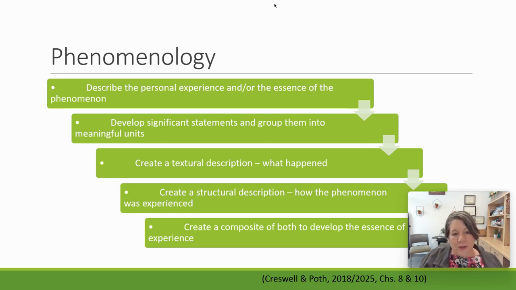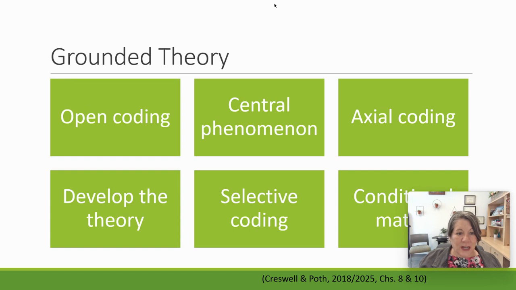Now, one tradition with phenomenology says you create a textual description. It's a text. It's exactly what happened. It's just trying to record the phenomenon, what happened. And then the structural description is about how it was experienced. What were the contextual factors behind it? How did the different people that you interviewed experience it differently? What are some of the structural differences there? And then you come back and create a composite to describe this rich, thick description of what happened in the study when you were collecting your data.